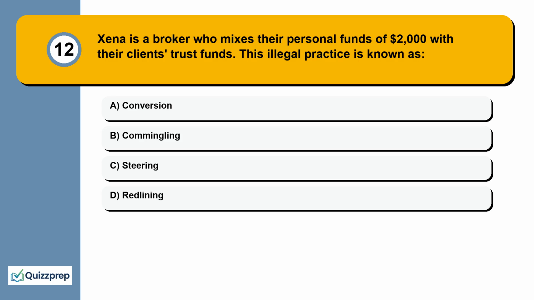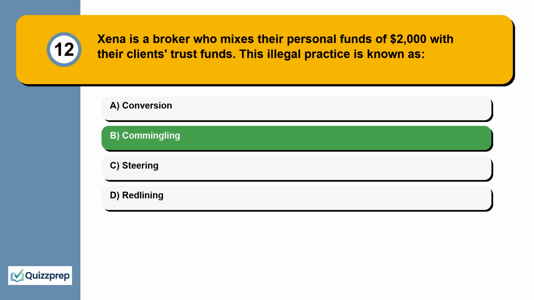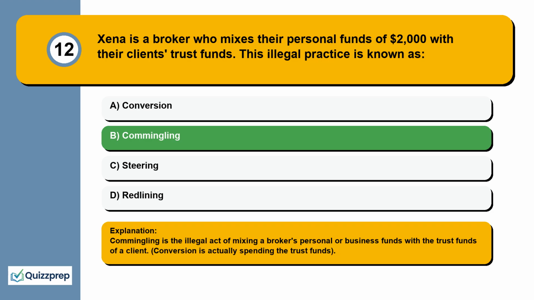Question 12. Zena is a broker who mixes their personal funds of $2,000 with their clients' trust funds. This illegal practice is known as conversion, commingling, steering, redlining. Commingling is the illegal act of mixing a broker's personal or business funds with the trust funds of a client. Conversion is actually spending the trust funds.